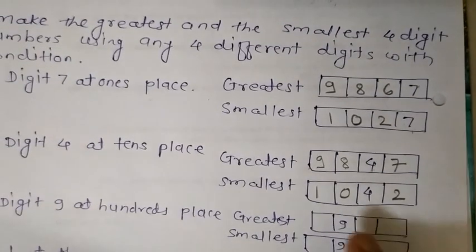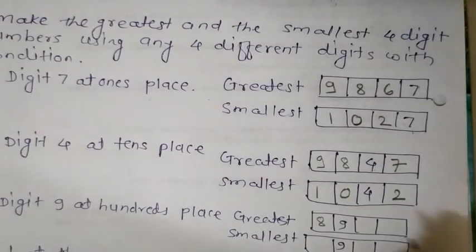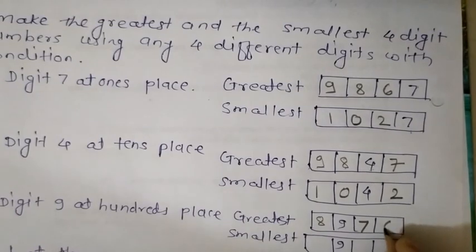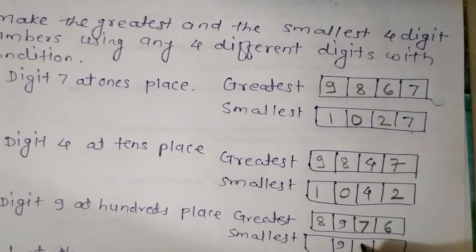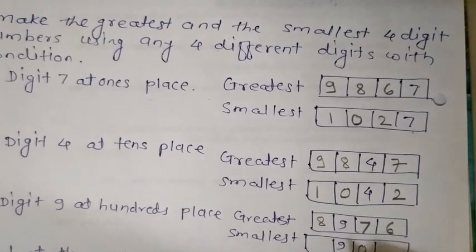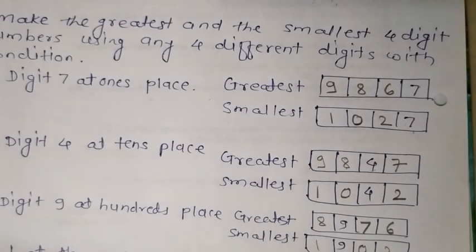Then 9 at the 100 place is already given, you have to find the greatest. Now 9 is already given, so simply use 8. Then 7 and 6. For the smallest, you cannot use 0 here. Okay, so here 0 you cannot put because 9 is already there. Here you simply put 0. And here you use 1, then 2.